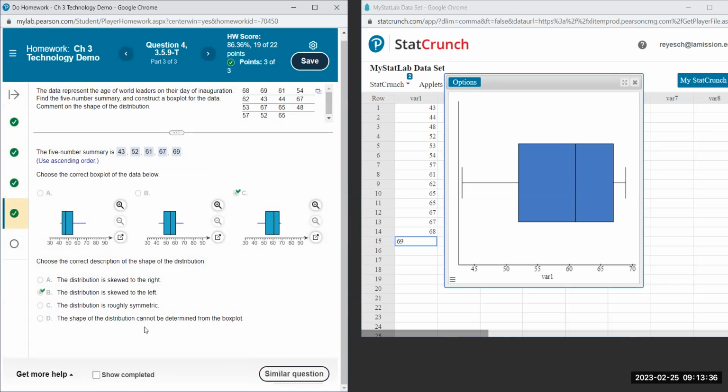The shape can't be determined. I don't think we have any of those, but it's true that sometimes it's hard to tell. And sometimes it's a clearer picture if you do one of the other graphs like the histogram or the dot plot. Sometimes you can tell the shape a little bit better from one of those. Sometimes the histogram is hard to tell what the shape is, so then we draw the box plot.